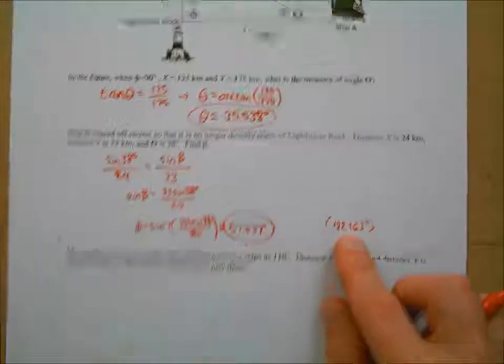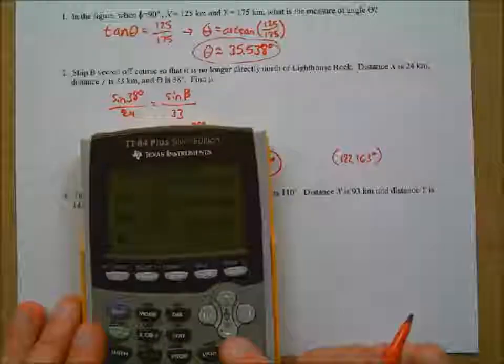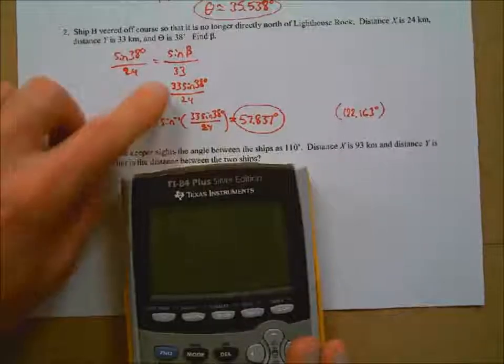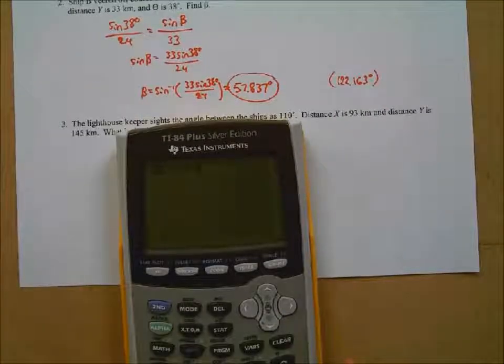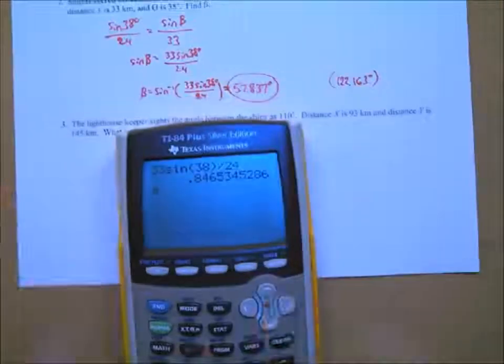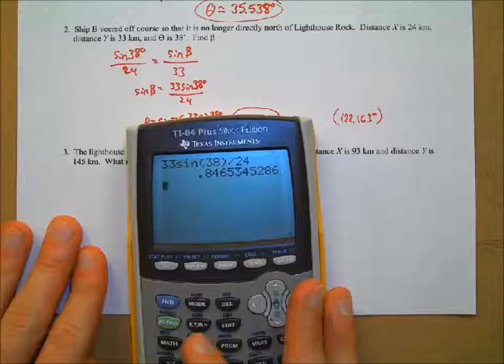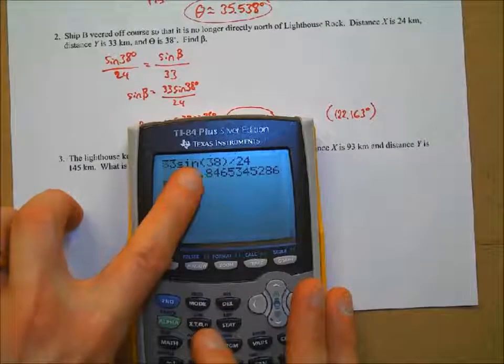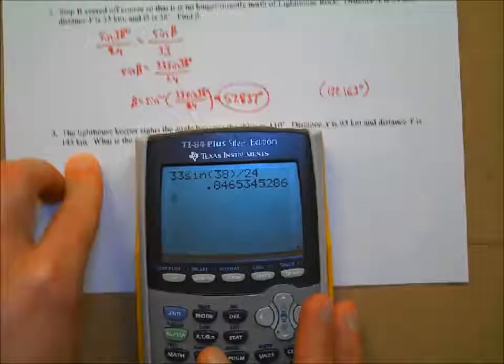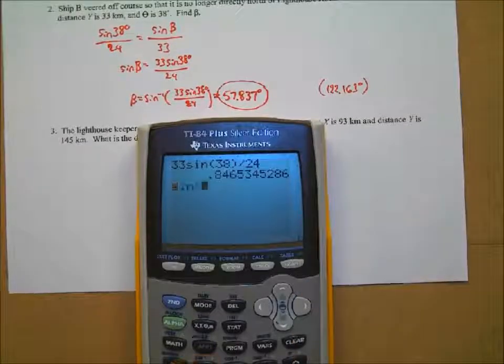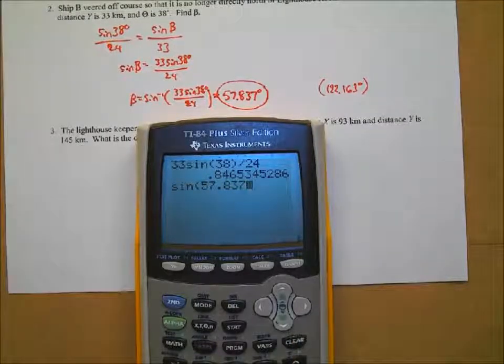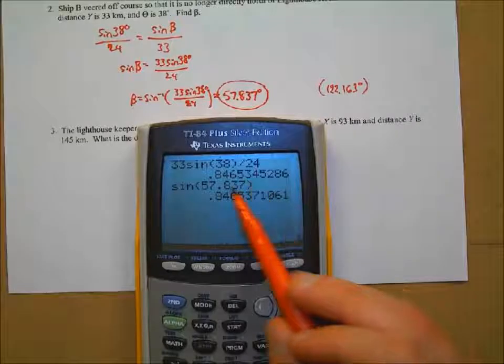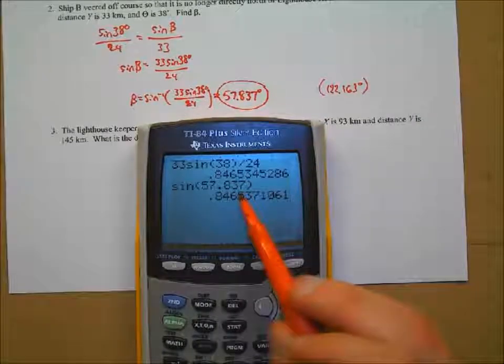If you don't believe me, let me just show you. Again, we said that the ratio we're shooting for is 33 sine 38 divided by 24. That's the ratio we're shooting for when we take sine of our angles. Well, if I take sine of 57.837, you can see they're the same. Again, with rounding, we lose some of the accuracy there.